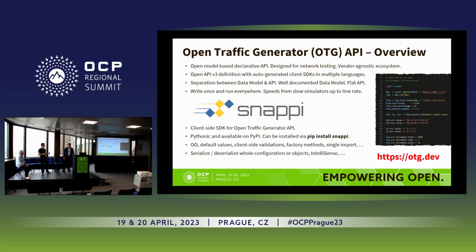Snappi, as I mentioned, is available for Python. You can easily install it by doing pip install snappi, and it has all the beauties, if you will, of a Python SDK. You'll see it once you get to play with it. You'll see how easy it is to write network tests. For more information, otg.dev is the website, the landing page for this new API.